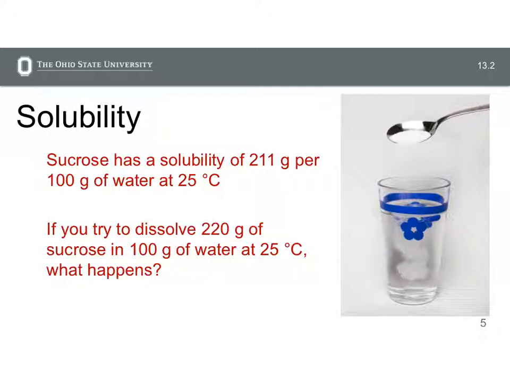Okay, so let's think about sugar water. Sucrose has a solubility of 211 grams per 100 grams of water at 25 degrees Celsius. So what happens if we try to dissolve more, 220 grams, for instance, in 100 grams of water? What do we get? We're going to have excess. We're going to have a little bit of sugar piled up at the bottom of our glass, right? And you can do this experiment at home if you have your little gram scale out at home, right? Coffee drinkers know what I'm talking about.